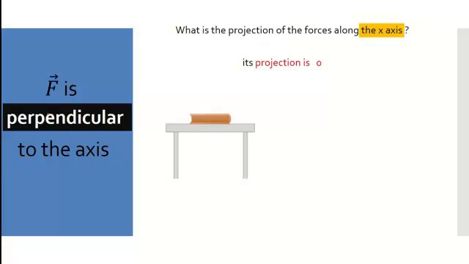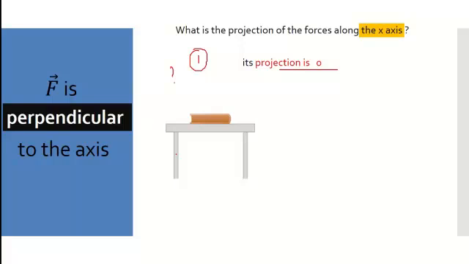First one, if F is perpendicular to the axis. So the question is, what is the projection of the force along the x-axis? We said that if F is perpendicular, then its projection is 0. This is our first case. What do we mean by this?